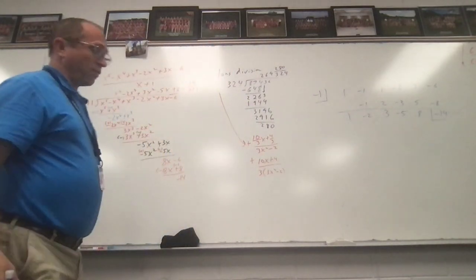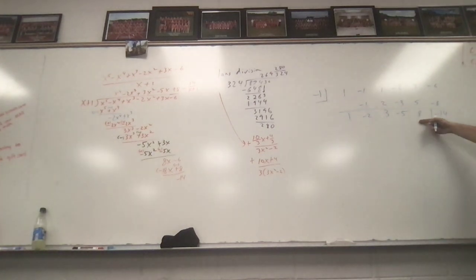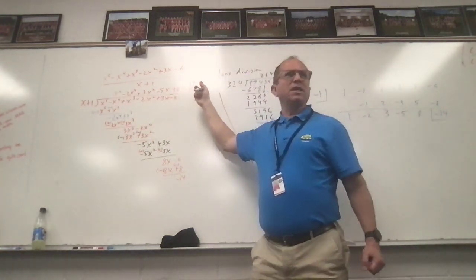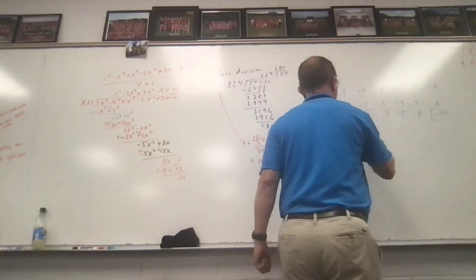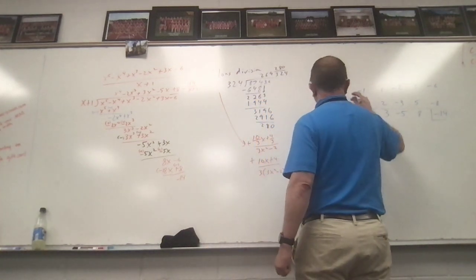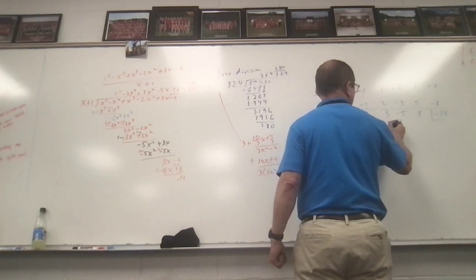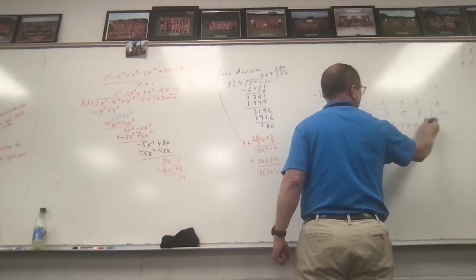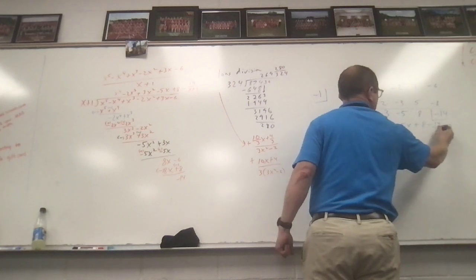But what's left over? What do you see from this line right here? Those are the same coefficients as your answer is here. So you can rewrite this as, it started out as x to the 5th, so it's going to be x to the 4th minus 2x cubed plus 3x squared minus 5x plus 8 minus 14 over x plus 1.